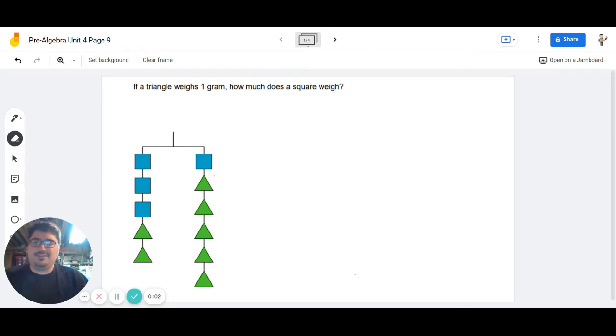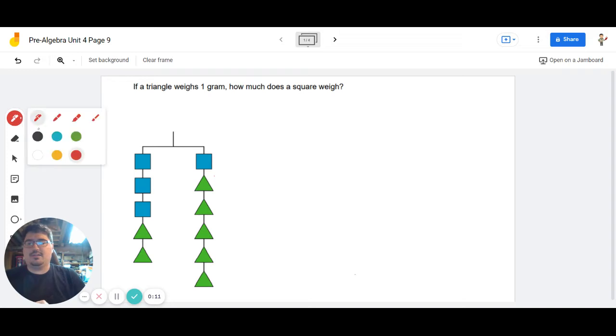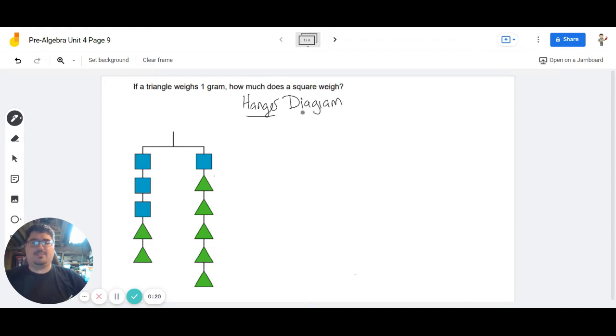All right, you should be on page 9 in Unit 4. This is Lesson 1. And we're going to look at what's called a hanger diagram here. The basic premise of hanger diagrams is that one side of the diagram is equal to the other, kind of like an equation. And that's the whole point: it's a visual representation of an equation.